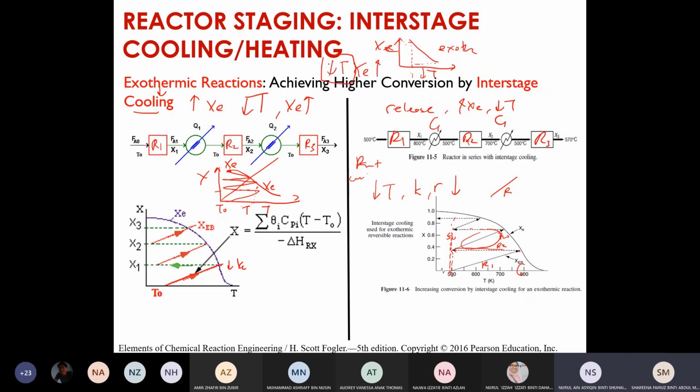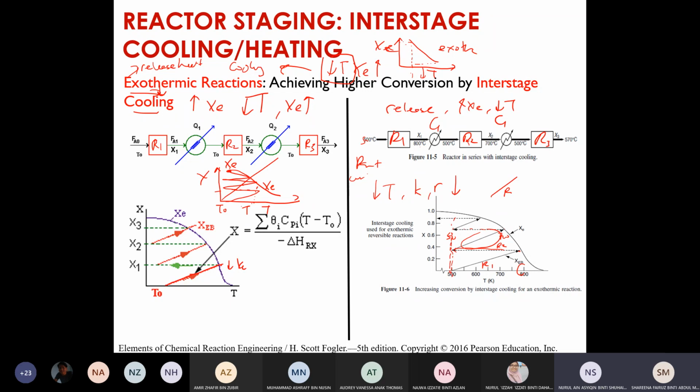Macam mana kita nak control temperature? So of course kita kena put cooling system, nak lower down. Okay. And kalau you tengok pun logik dia, kenapa bila kita masuk feed 500 keluar 800? Sebab tengok balik pada prinsip exothermic. Prinsip exothermic adalah dia release heat. Okay, means that produk yang keluar tu akan jadi lebih tinggi temperature sebab dia release heat. So dia kena cool balik.